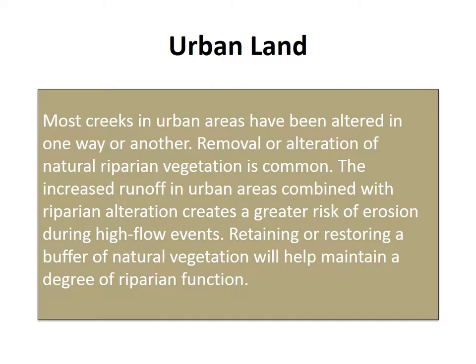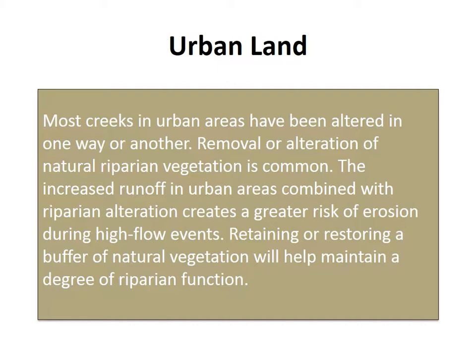Most creeks in urban areas have been altered in one way or another. Removal or alteration of natural riparian vegetation is common. The increased runoff in urban areas combined with riparian alteration creates a greater risk of erosion during high-flow events. Retaining or restoring a buffer of natural vegetation will help maintain a degree of riparian function.